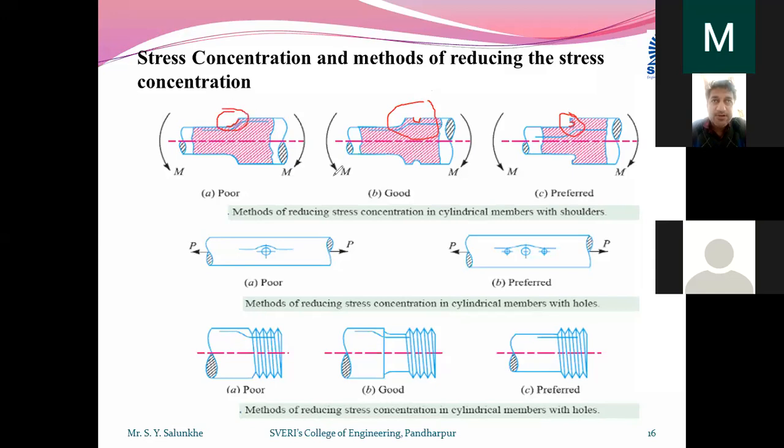This particular component is undergoing bending stress. Suppose this component is undergoing a tensile load, and a hole is created in that particular component, a tie rod for example. Then that stress concentration can be reduced by providing two small holes near the geometrically required hole. Okay, so that we can reduce the stress concentration.